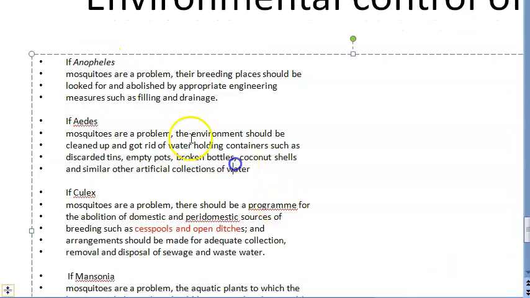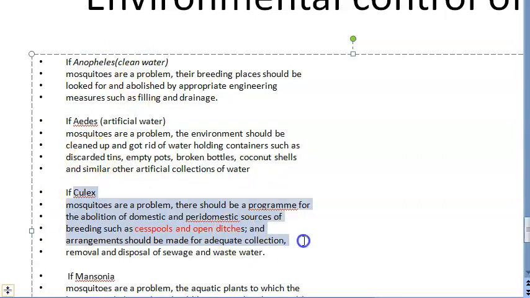Then Aedes, what will you do for Aedes? You should make sure that you will get rid of these water holding containers, because it needs what? Artificial water, right? So all these fish tank water holding containers like discarded tins, empty pots, broken bottles, coconut shells, etc. Even these tires and all will have water, right? That and all you can control, right?